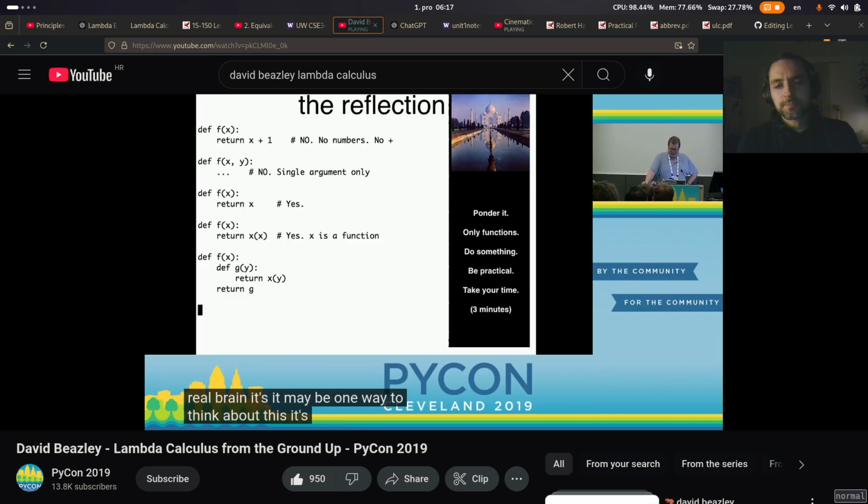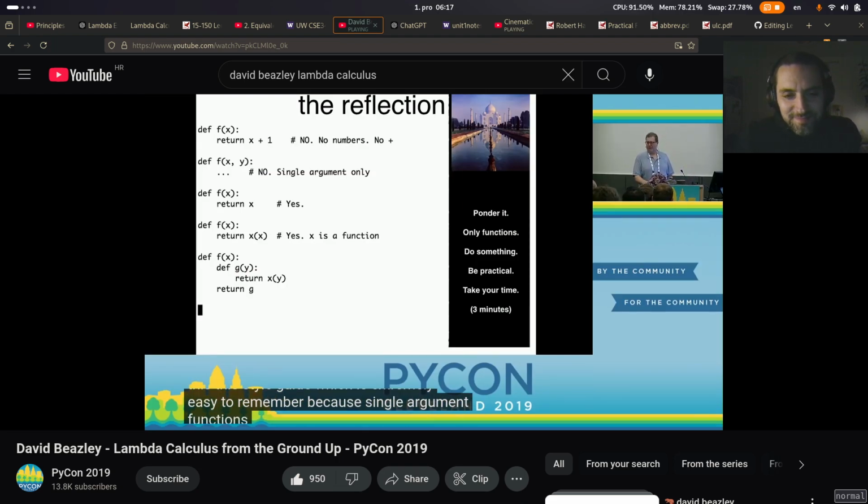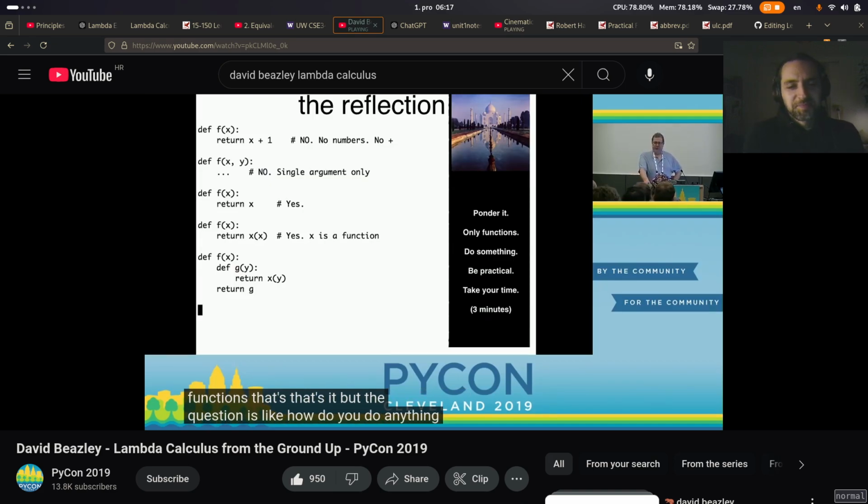Maybe one way to think about this is it's like a weird escape room that I've put you in. From coding, it's like, okay, we got this style guide, which is extremely easy to remember because single argument functions. That's it. But the question is, how do you do anything with it? So, you have a namespace. Actually, names are not technically allowed either, but I'm going to break that rule just to be able to do anything. It turns out that having names of global variables is not really technically allowed either, but we're going to lighten that rule.